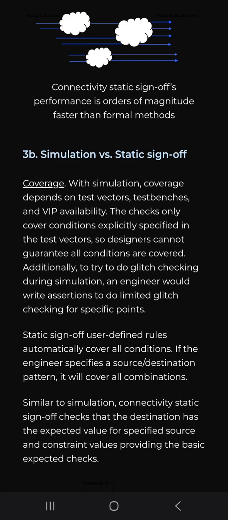3B. Simulation and static sign-off. Coverage. With simulation, coverage depends on test vectors, test benches, and VIP availability. The checks only cover conditions explicitly specified in test vectors, so designers cannot guarantee all conditions are covered. Additionally, to try glitch checking during simulation, an engineer would write assertions to do limited glitch checking for specific points.